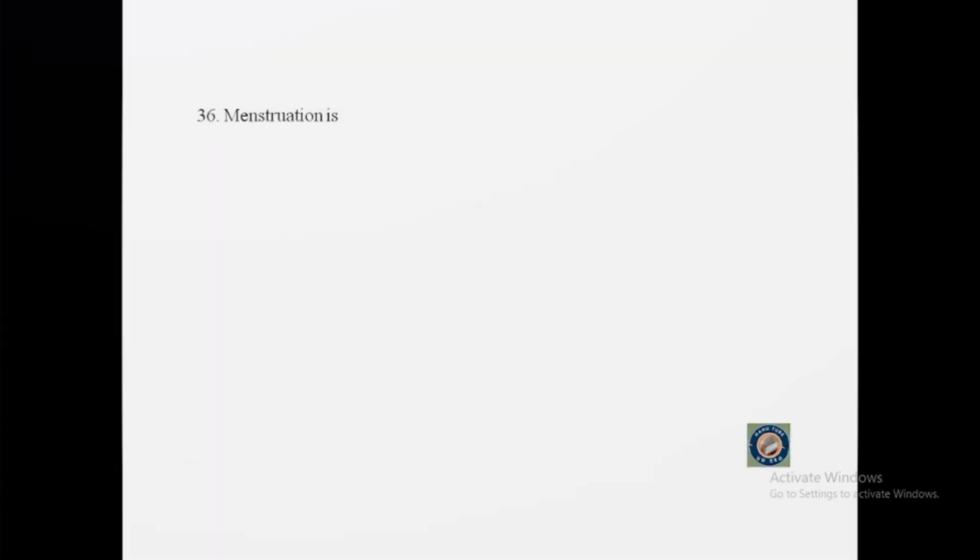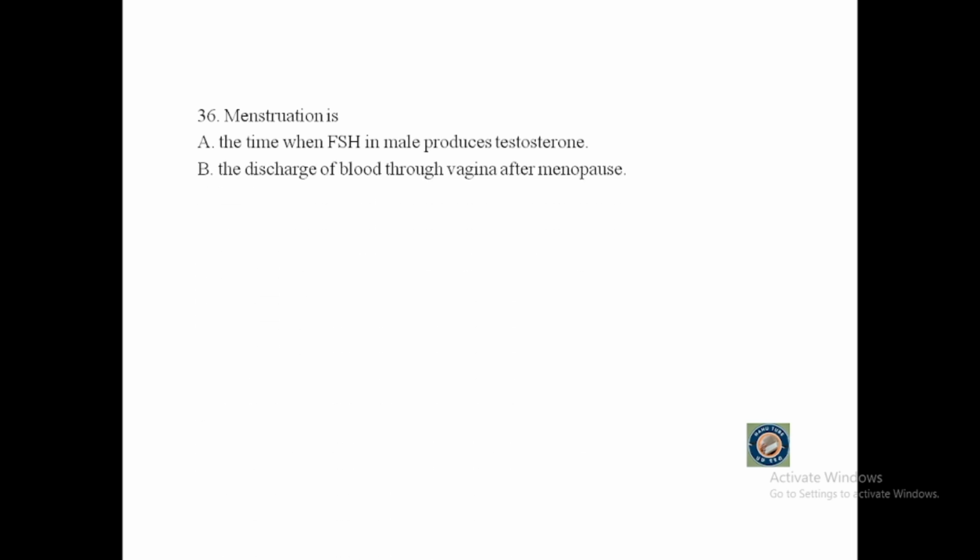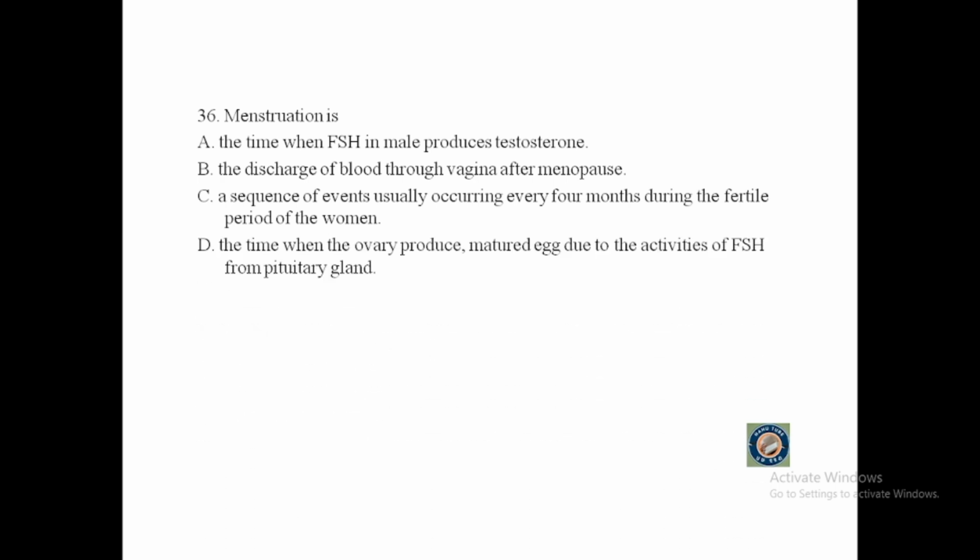Question number 36. Menstruation is A. the time when FSH in male produces testosterone, B. the discharge of blood through vagina after menopause, C. a sequence of events usually occurring every 4 months during the fertile period of the women, D. the time when the ovary produces matured egg due to the activities of FSH from pituitary gland.